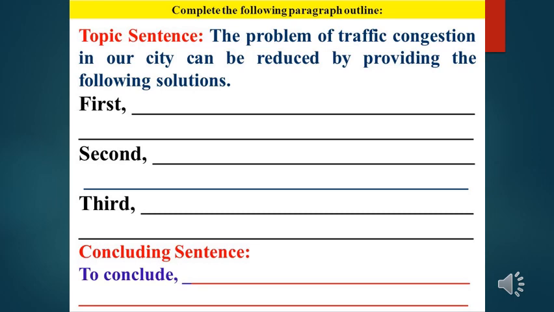Okay, dear students, let's look at the topic sentence here. The problem of traffic congestion in our city can be reduced by providing the following solutions. And you are required to complete the following paragraph outline by adding supporting details first, second, third, and finally to add the concluding sentence. Let's start with the first detail.